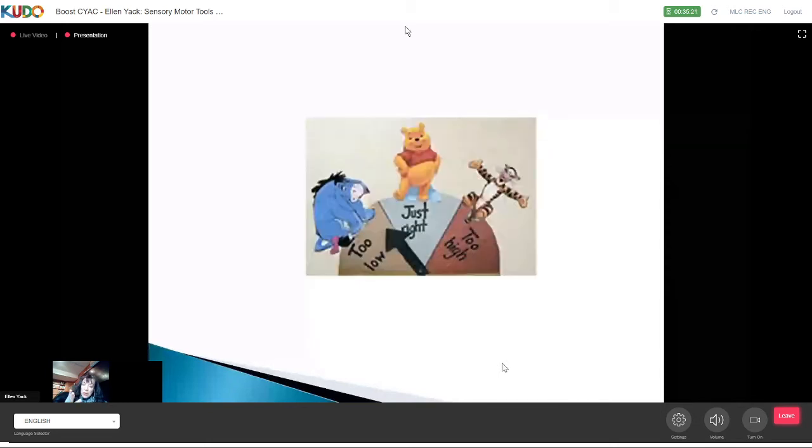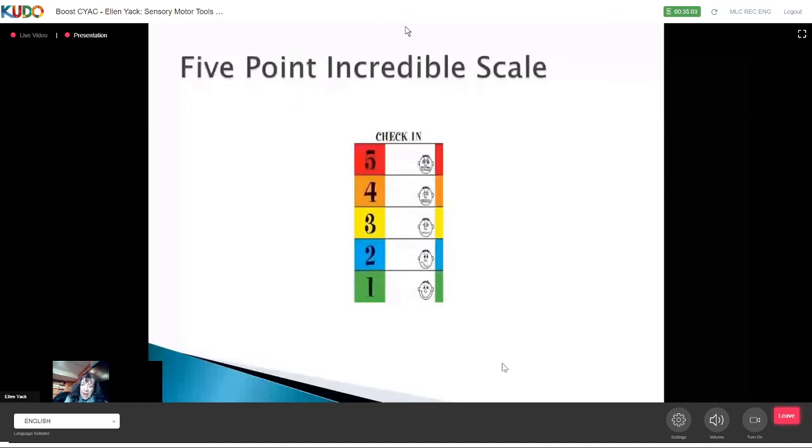An associate used Winnie the Pooh characters, Eeyore being too low, Tigger being too high. I'm not sure about Winnie being just right. I think he's a little bit low. I think Owl is probably just right. And here's a pictorial of the 5-point incredible scale, again just using facial features to demonstrate emotions.